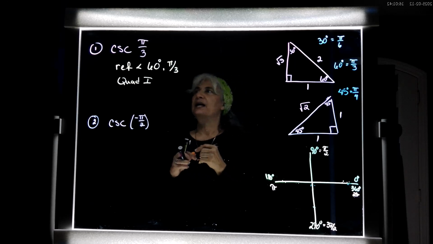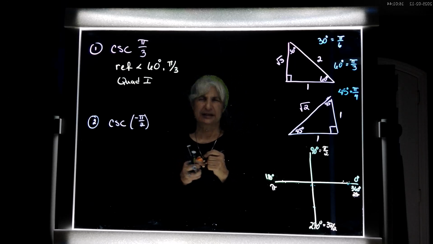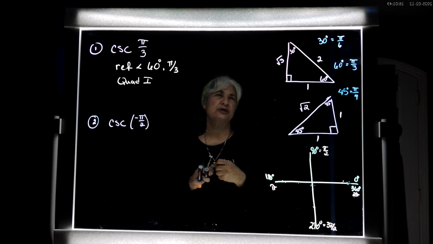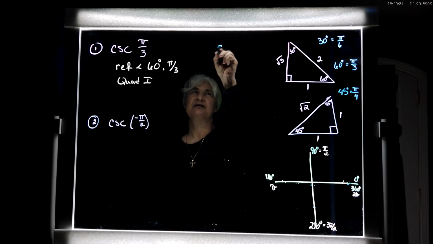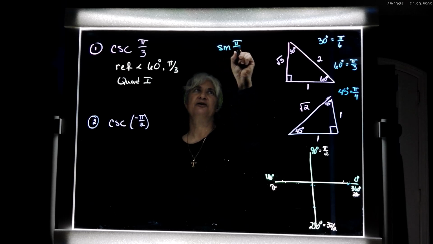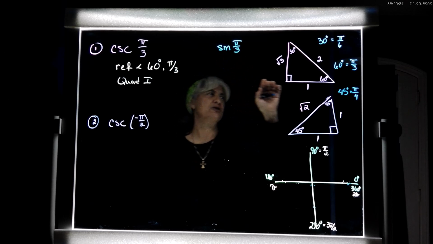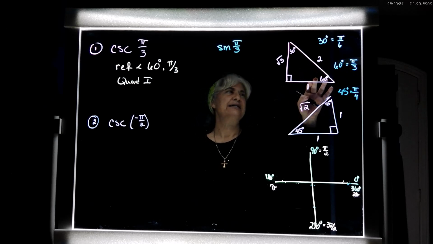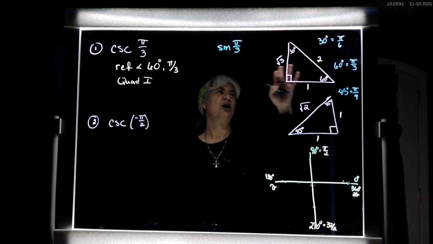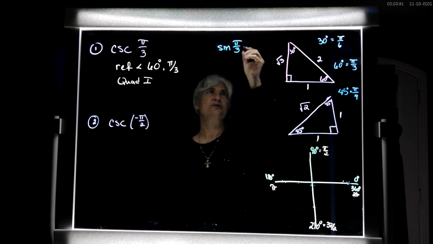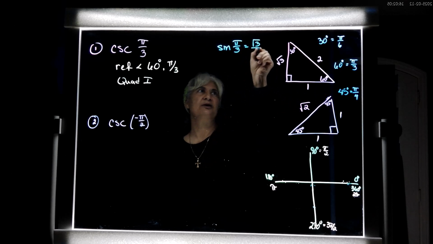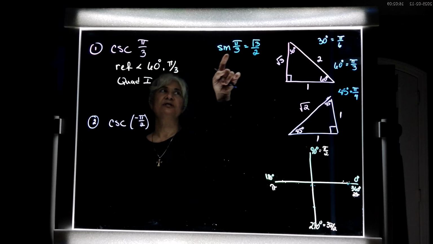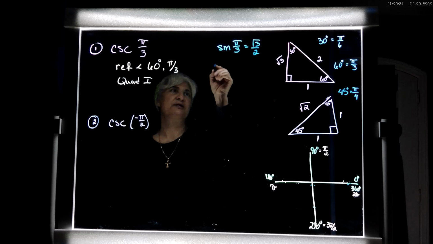Okay. Now, but it's cosecant. I'm not used to cosecant. I'm used to sine. So how about the sine of pi over 3? So pi over 3 is a 60-degree angle as we identified. Sine is opposite over hypotenuse. So that means it's the square root of 3 over 2. Yes? Okay. But I wasn't talking about sine, I was talking about cosecant.